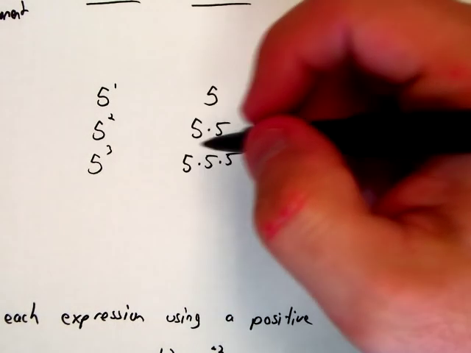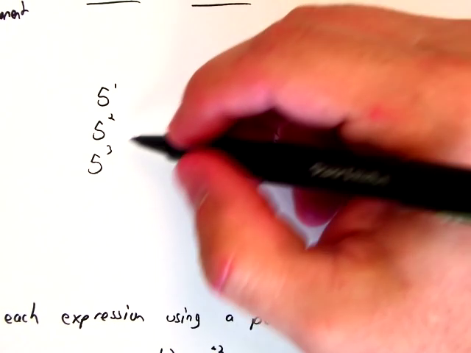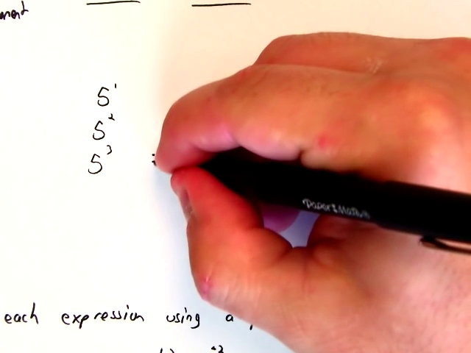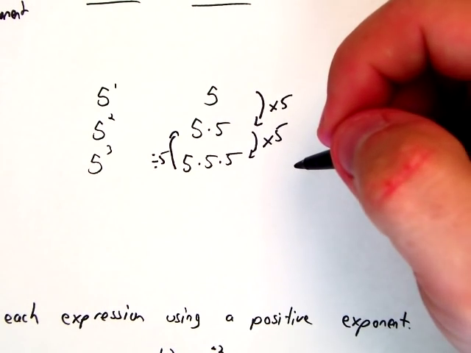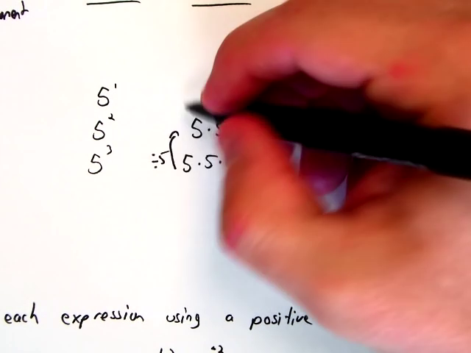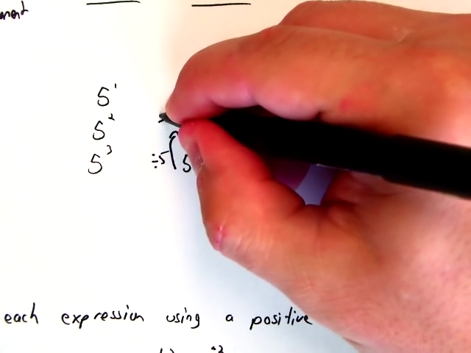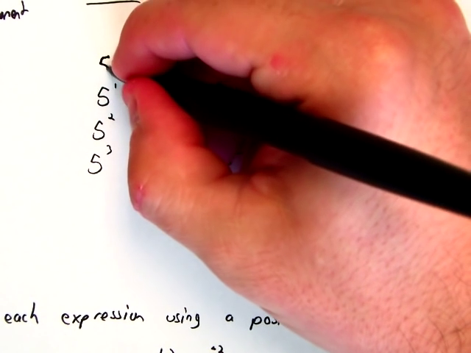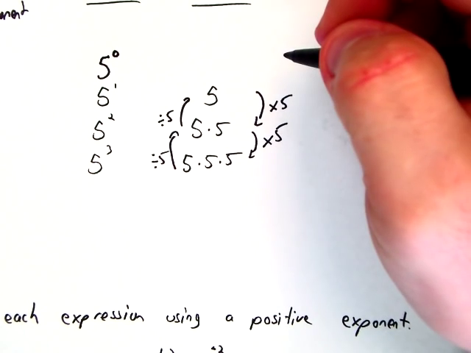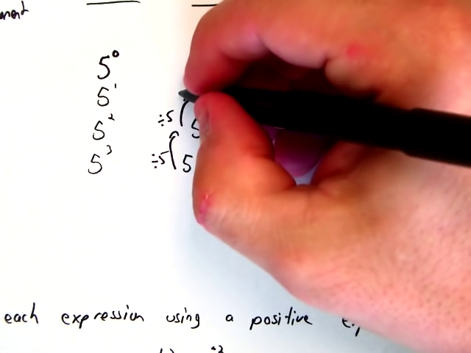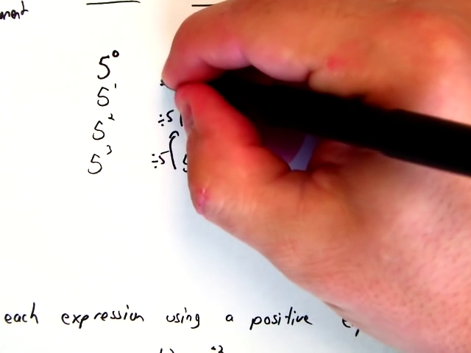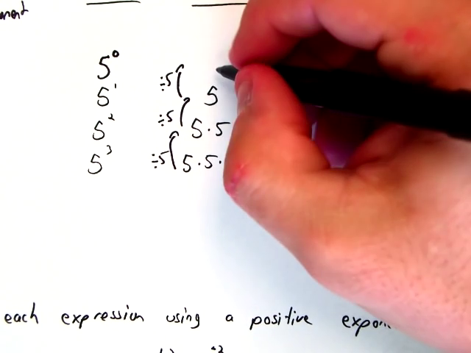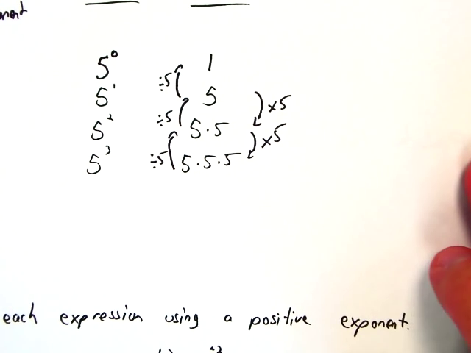So now what would have happened if I were to decrease the exponents? So from 3 to 2, I divide by 5. Same thing here, from 2 to 1, I divide by 5. So what if I had 5 to the 0? I divide by 5 again. 5 divided by 5 is 1.